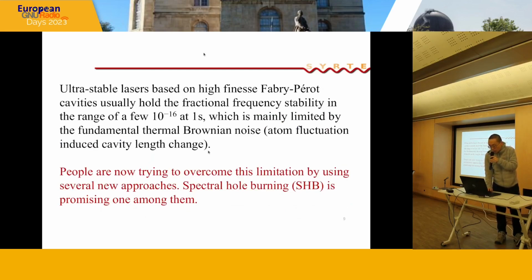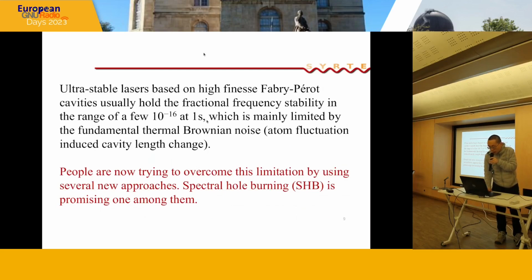Ultra-stable lasers based on high finesse Fabry-Perot cavities usually hold a fractional frequency stability in the range of a few 10 to the minus 16th power at 1 second. As I mentioned before, we need a better optical oscillator with fractional frequency stability at the 10 to the minus 18th level at 1 second. So it's a bit far away from our target, our objective.